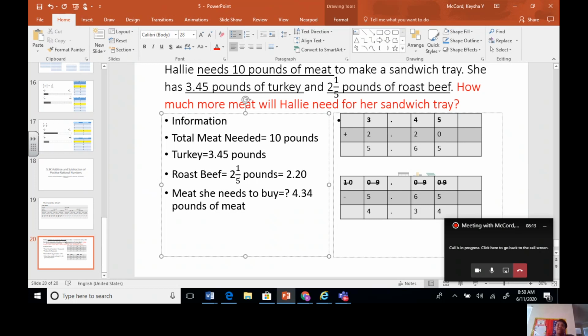Now remember, if you have to change your decimal to a fraction, then you need to follow the rules of adding and subtracting fractions, which we discussed on Wednesday in class. Okay. If you have any questions, just send me a message through Teams.